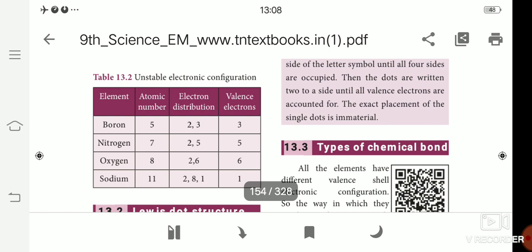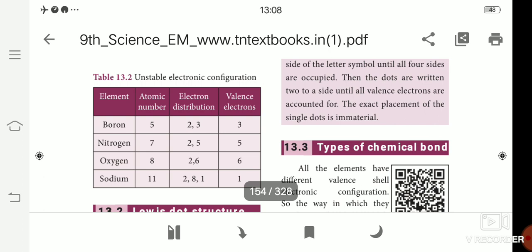So we have 3, 5, 6 and 1. These are the electrons in the outermost shell. The electrons present in the outermost layer are called valence shell electrons. Okay, so next, the Lewis structure.